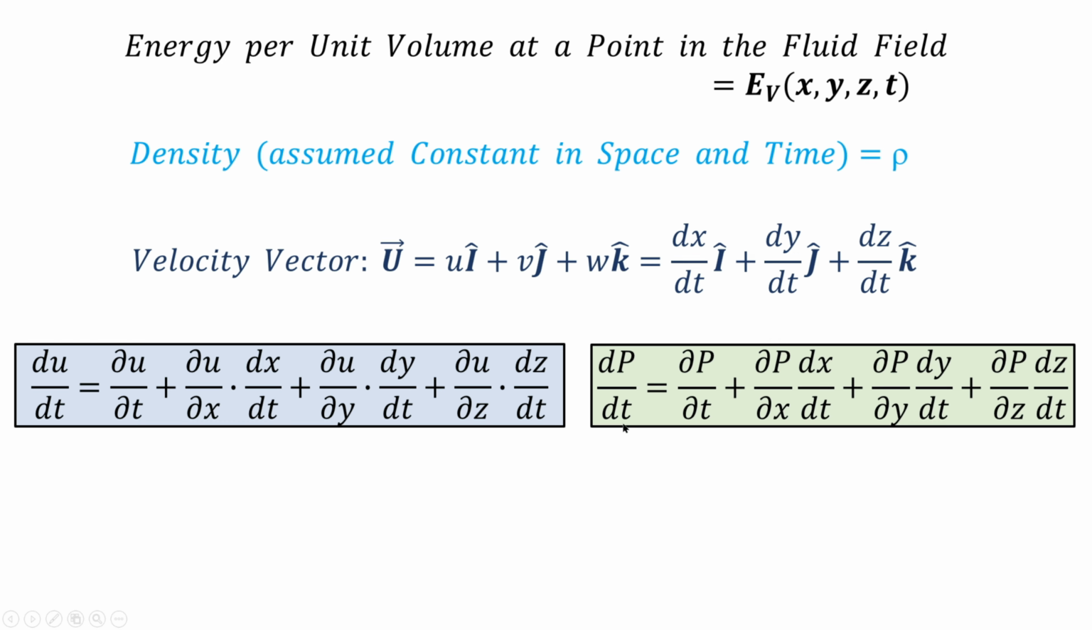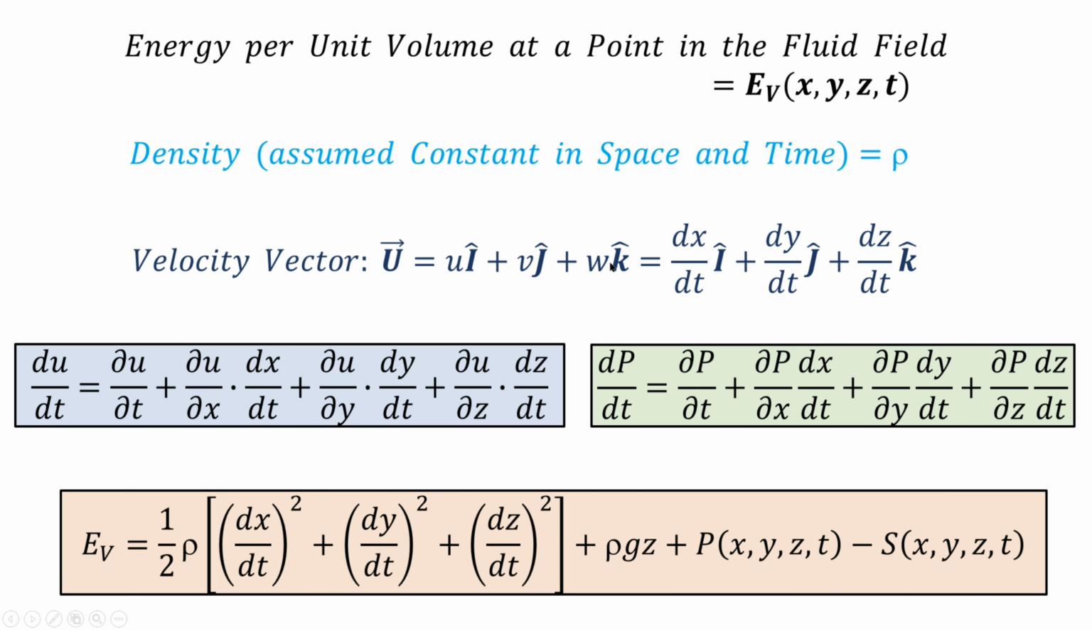So the total derivative dp by dt is the partial derivative del p by del t, plus del p by del x into dx by dt, del p by del y into dy by dt, and so on. And this is valid for any of the variables in the field. So if you want to get a total derivative, it can be expressed in terms of all these partial derivatives.